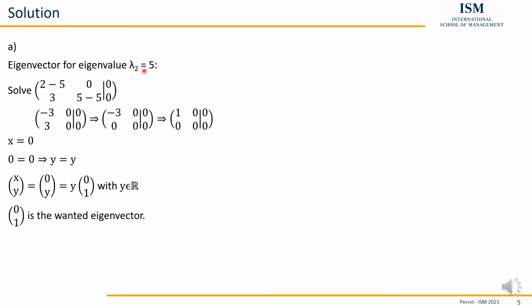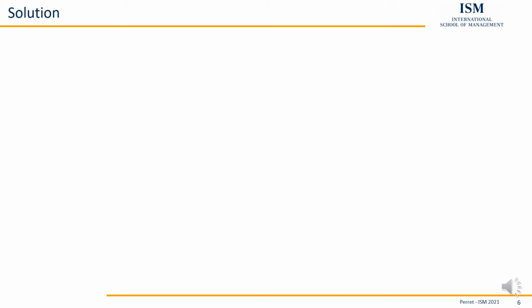Well, with this, we concluded the first part. We found the eigenvalues. Then based on the eigenvalues, for each of the eigenvalues, we calculated the corresponding eigenvectors. So let's continue with a slightly more sophisticated, let's say, problem. That's part B, because here we have a 3 times 3 matrix. However, the procedure is the same.